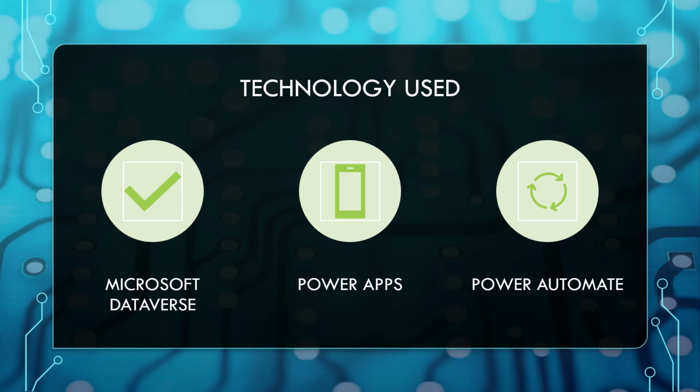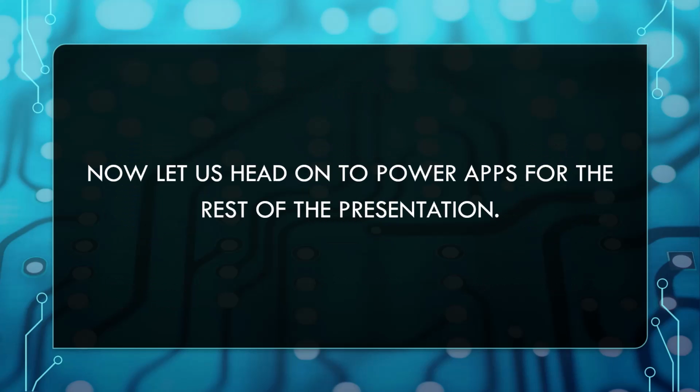Looking ahead, we can expand our capabilities by integrating Power BI. This will take our inventory management to the next level by providing advanced analytics and insights. We can also use Power Automate to automate many of the tasks that we are still manually completing. With that said, let's dive into Power Apps and see how we can turn this vision into reality.